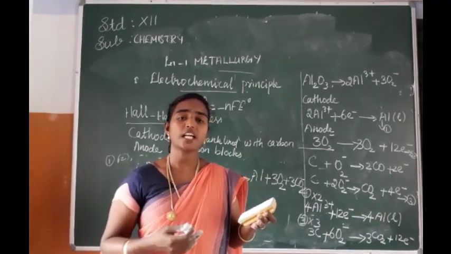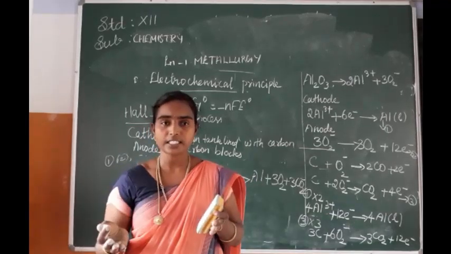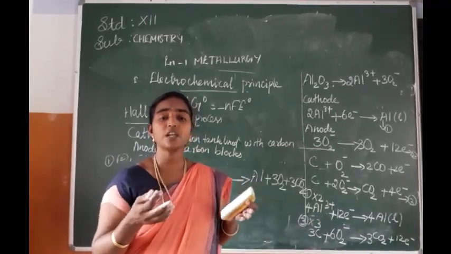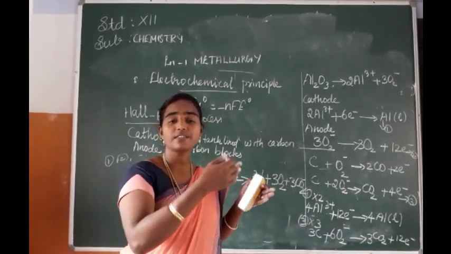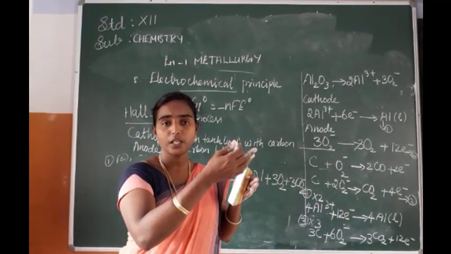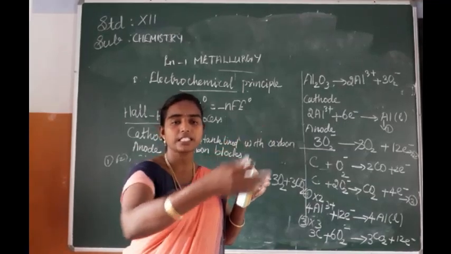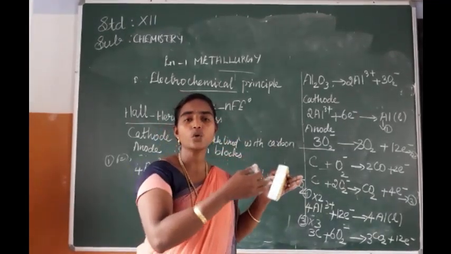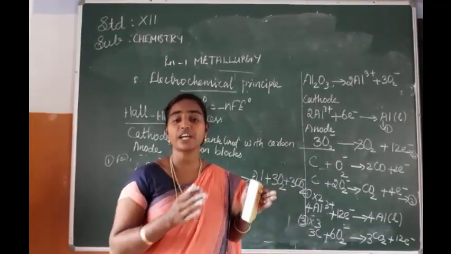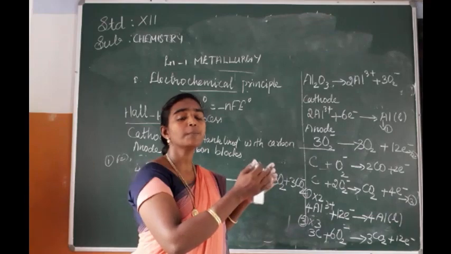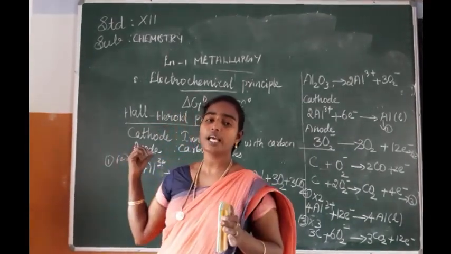When you heat, automatically the reaction will start, isn't it? When you are heating at a particular temperature, the reaction will start. In cathode and anode, first we have the ionization of alumina. Alumina Al2O3 will be ionized to form Al3+ and 3O2-. Then at cathode and anode we have seen the reactions and the overall reaction also written, and finally we can get the aluminium in the pure form. Okay, that's the extraction of aluminium by Hall-Heroult process.